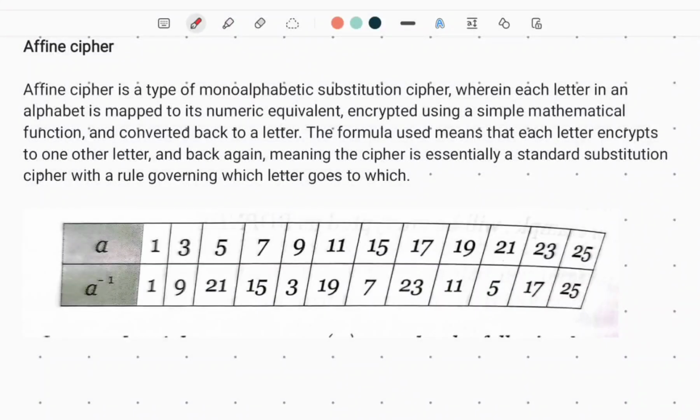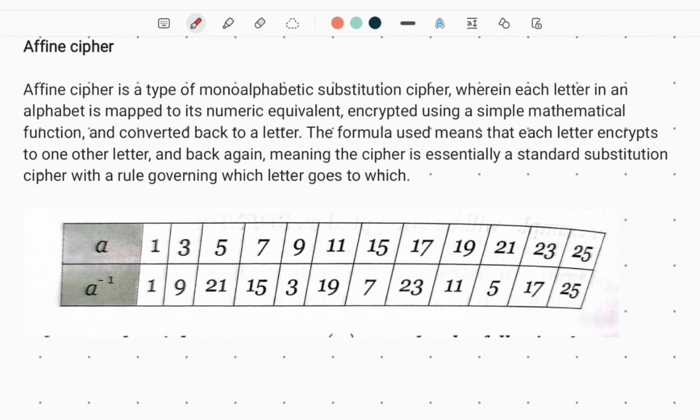To help Cipher know the problem, we will use the affine cipher approach. Doing so, what is an affine cipher? An affine cipher is a type of monoalphabetic substitution cipher wherein each letter in an alphabet is mapped to its numeric equivalent, encrypted using a simple mathematical function, and converted back to a letter. The formula used means that each letter encrypts to one other letter, and back again, meaning that the cipher is essentially a standard substitution cipher with a rule governing which letter goes to which.